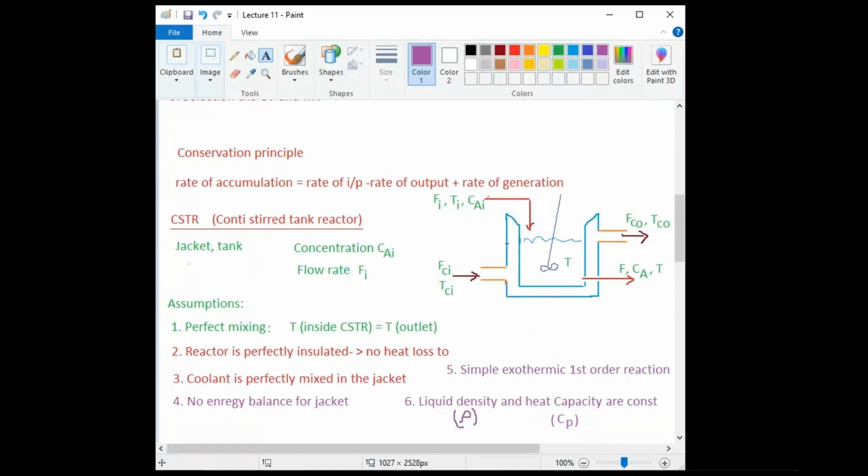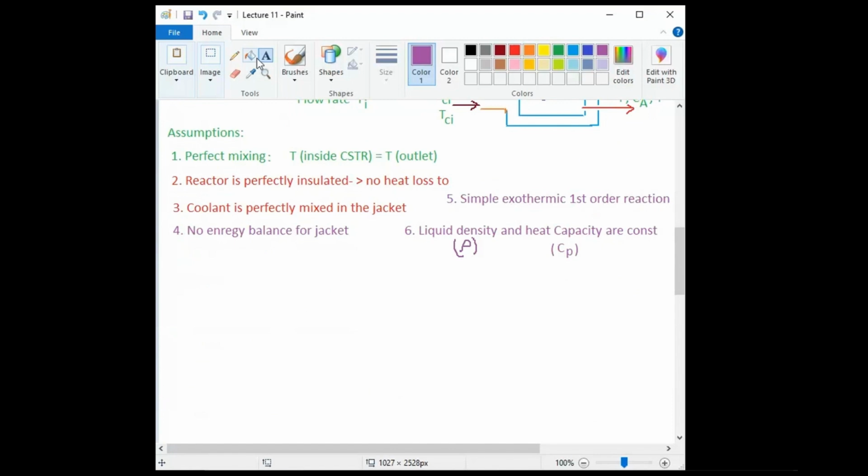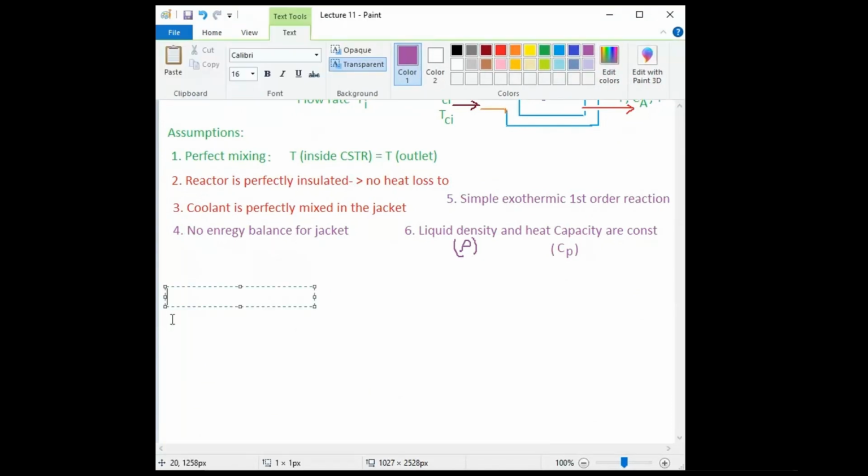So we have a total of 6 assumptions here. Okay, so now we will start the modeling. The first equation we will write will be the overall mass balance equation.